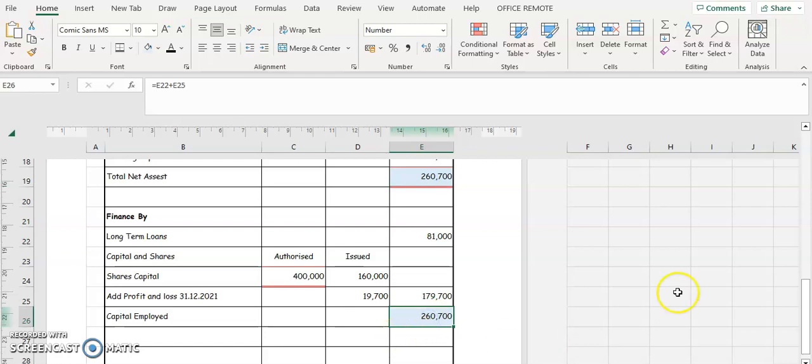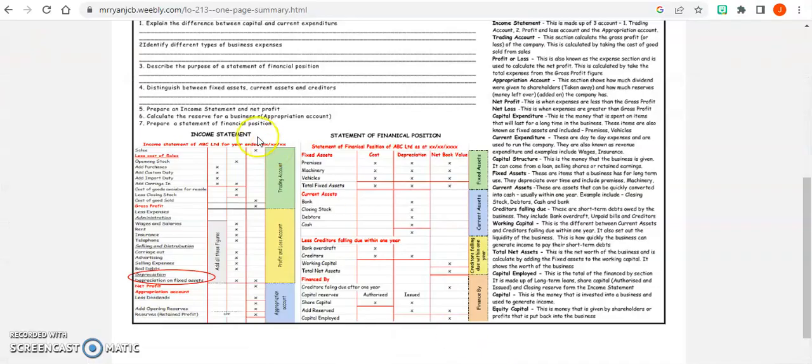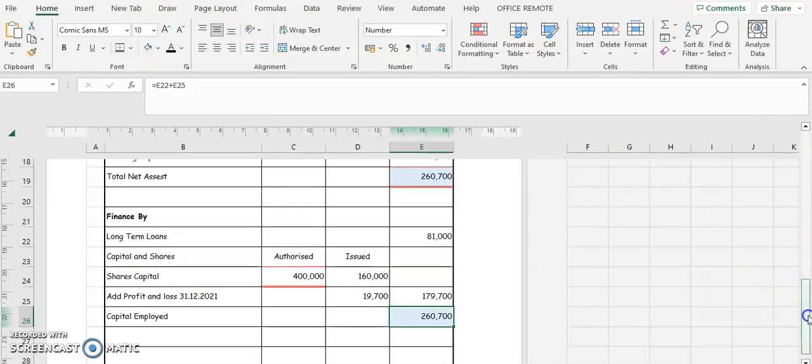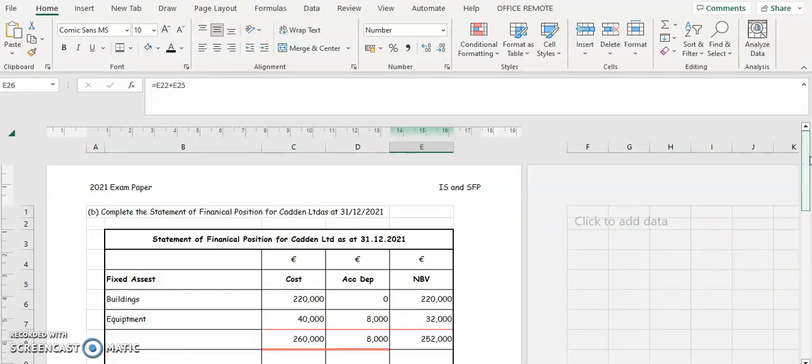So it's really, really important that you know the layout of your income statement and your statement of financial position. That's why they're color coordinated for the income statement and color coordinated for the statement of financial position. So just learn this section each night. It's going to take you 5-10 minutes, and then put it together on the last night. And that is how to complete the 2021 question 17 income statement and statement of financial position question.